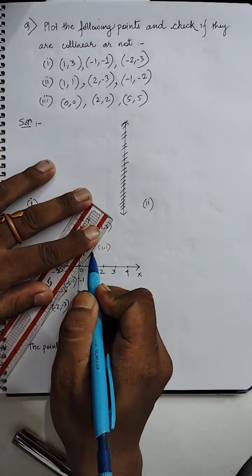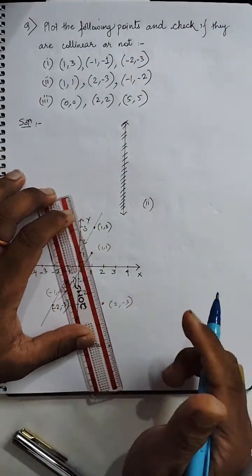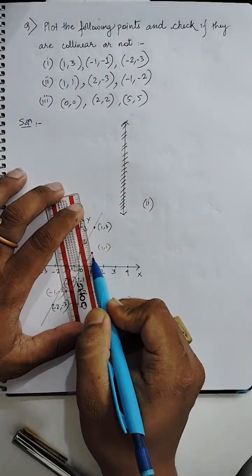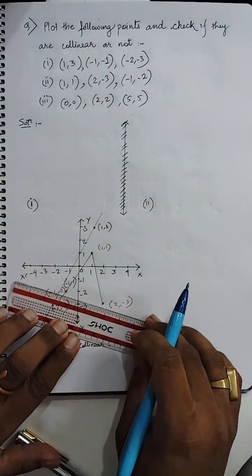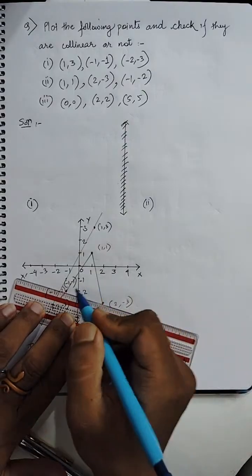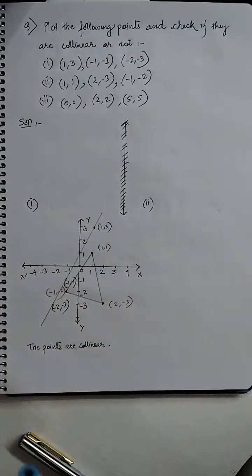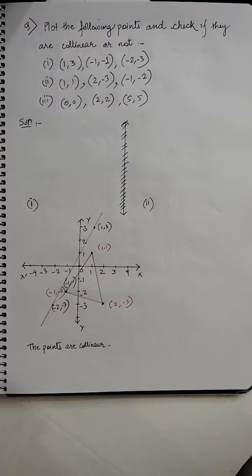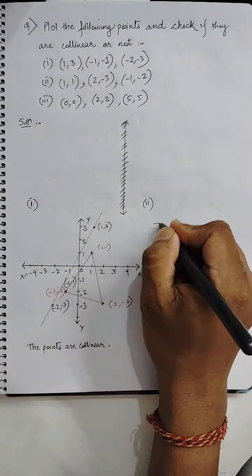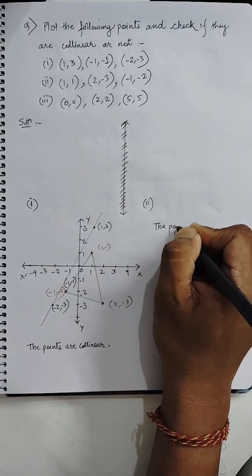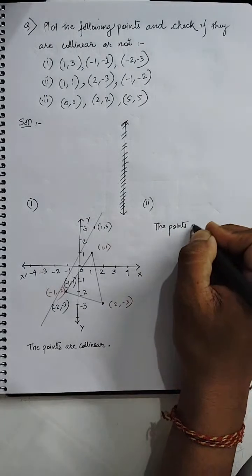So these are clearly non-collinear points, है ना. Okay, so we'll write. I'm writing here. The points are non-collinear.